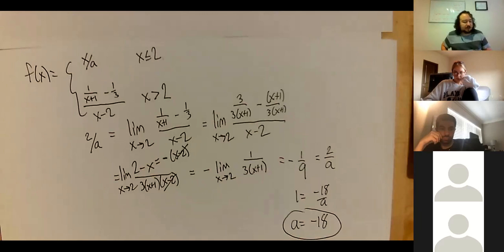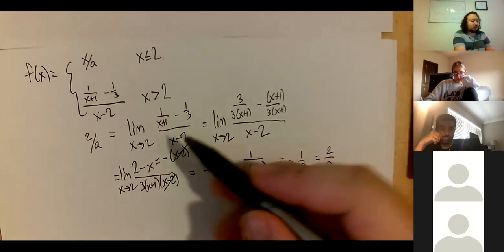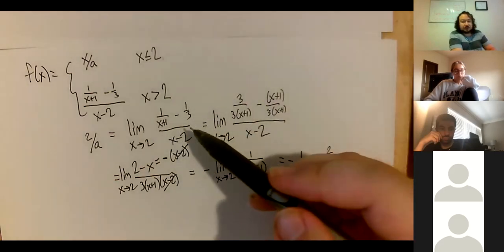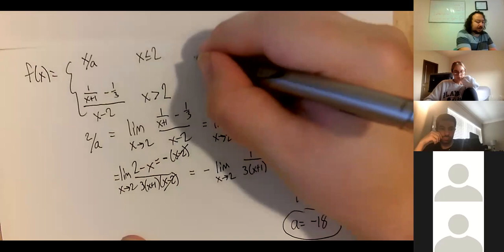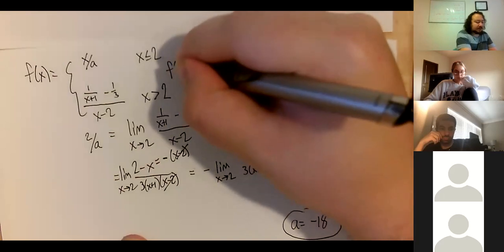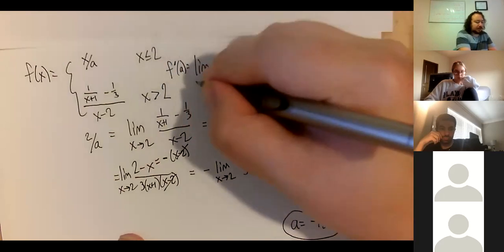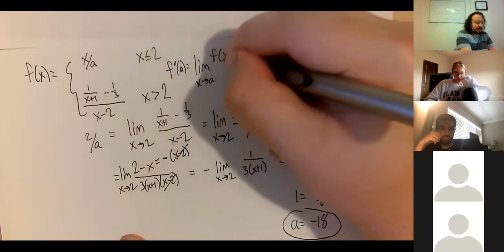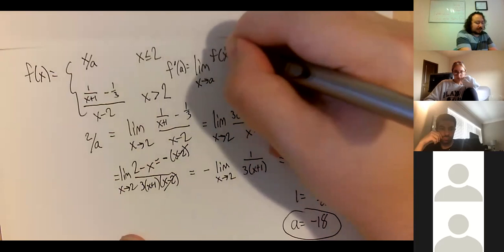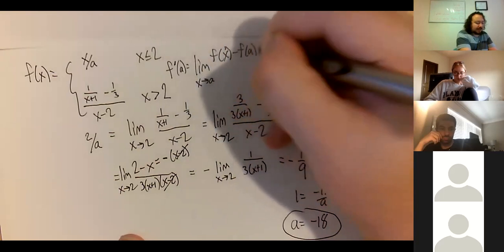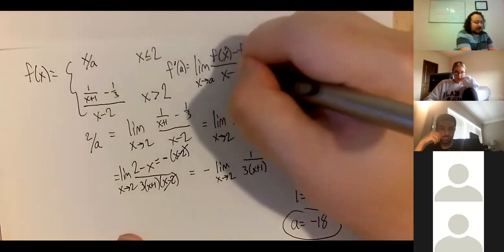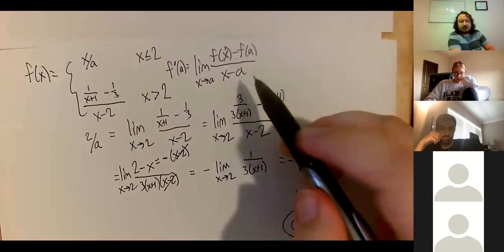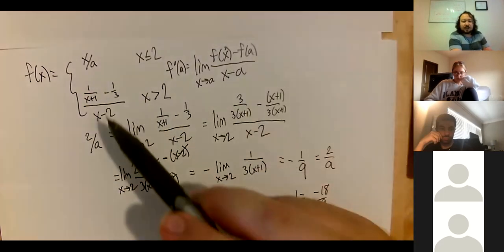All right, so there we go. So that's the long way of doing this. There's actually a quicker way of doing this. So you may remember, or you may have forgotten, one way of defining the derivative of a function at a point is the limit as x goes to that point a of f of x minus f of a over x minus a. And that's actually what's happening right here.